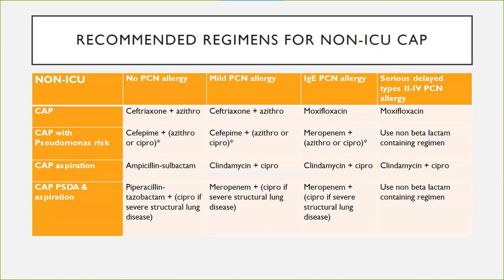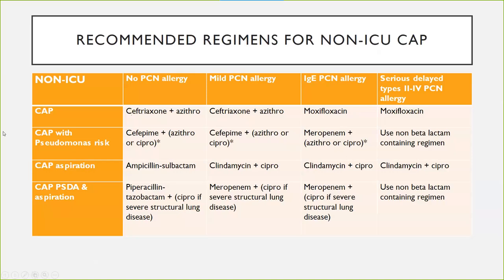So these are the Metro recommendations for people who have non-ICU community-acquired pneumonia, both with no penicillin allergy, a mild allergy, a moderate penicillin allergy, and a serious penicillin allergy. The difference is with the mild penicillin allergy, then we still use cephalosporins. If they have an IgE-mediated penicillin allergy, then the fluoroquinolones are playing more of a role, as are meropenem.